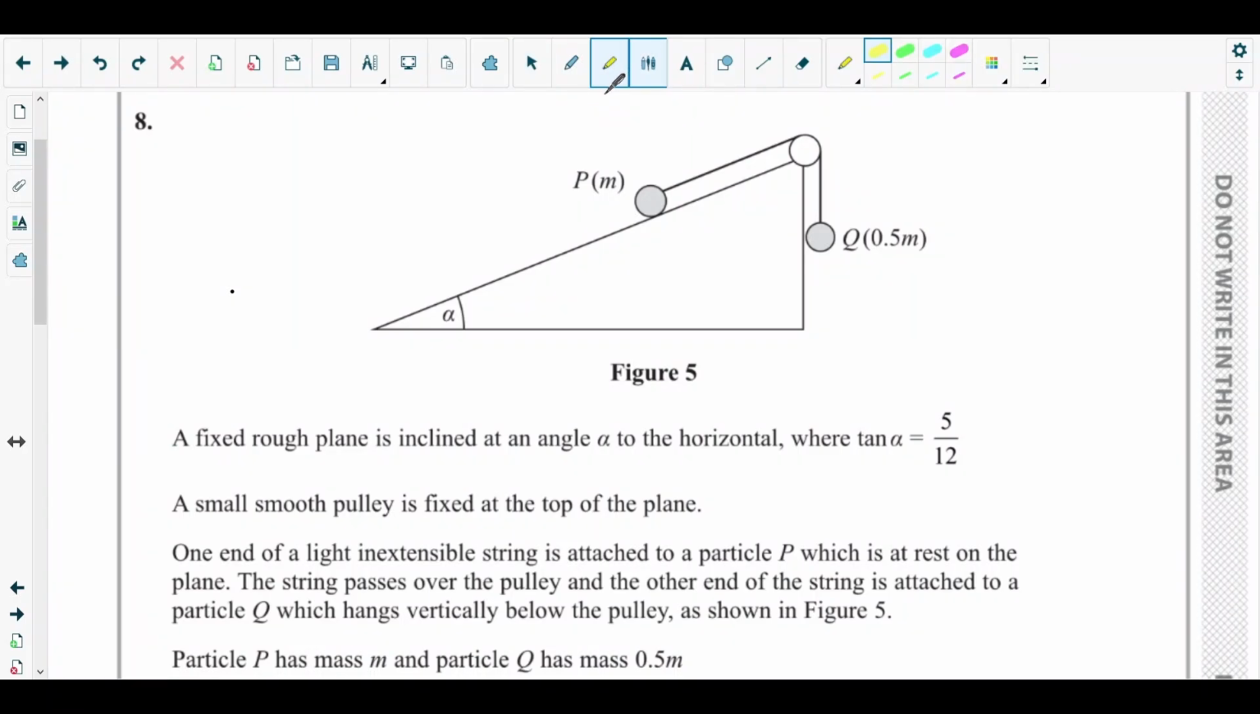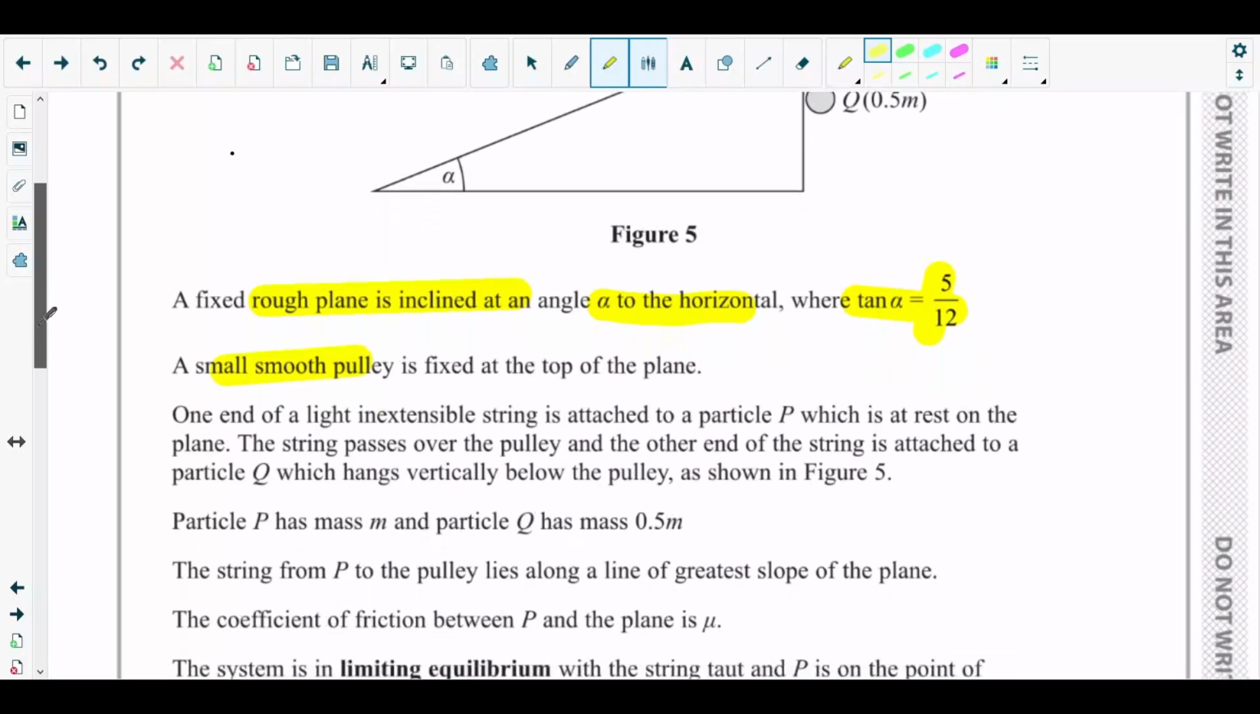Right at first you can see a figure, the fifth figure of this question paper. Here a fixed rough plane is inclined at an angle alpha to the horizontal, where tan alpha is 5/12, as we can see in the figure. A small smooth pulley - smooth means this pulley doesn't have any friction - is fixed at the top of the plane. We can see it in the figure.